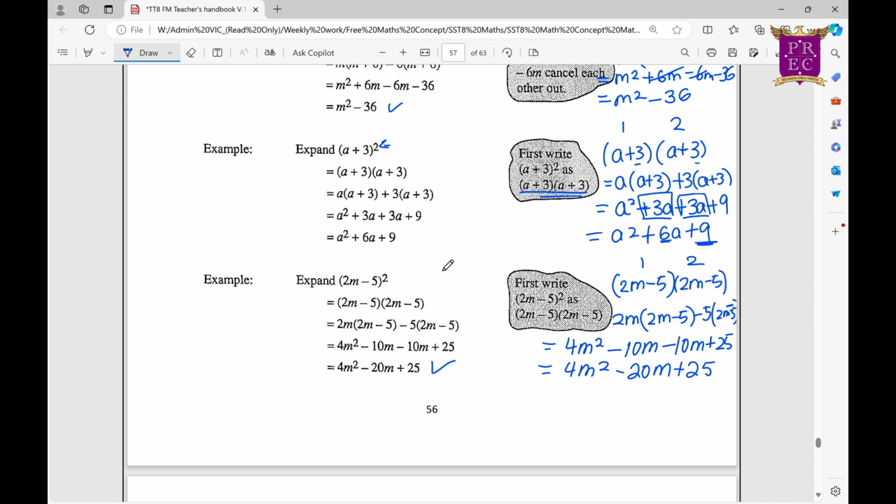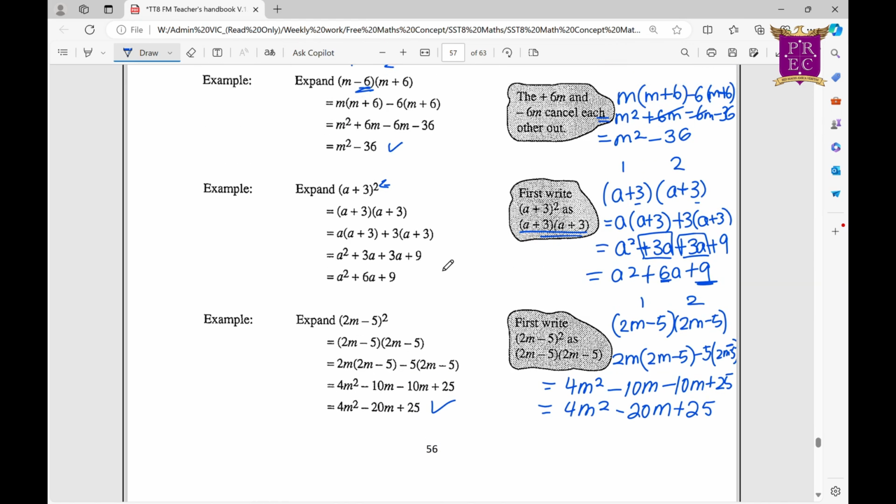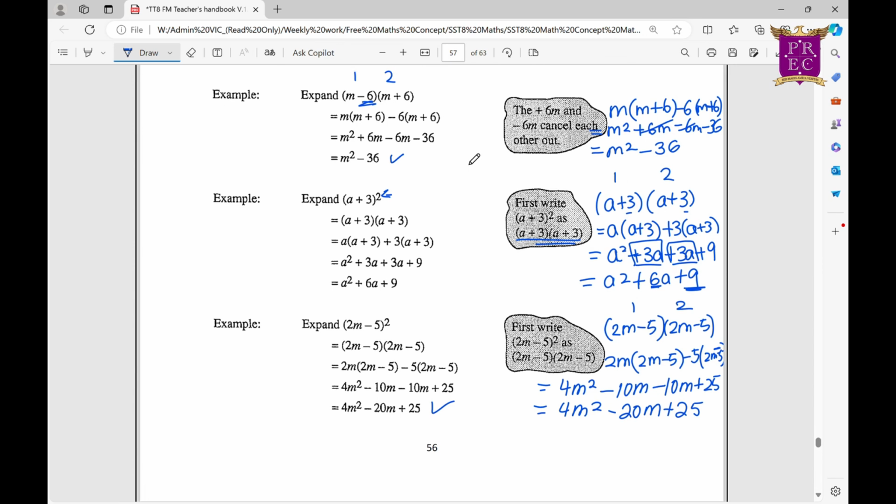Alright, so that concludes the theory of algebraic expressions. What we covered was grouping like terms, algebraic fractions, adding them, multiplying, dividing, subtracting, and we also covered expanding and factorizing.